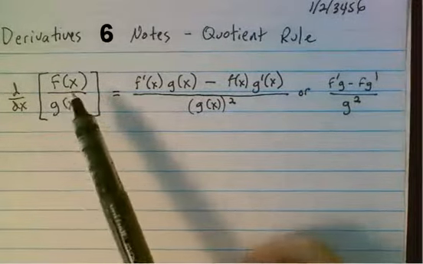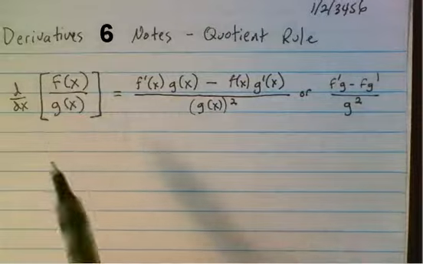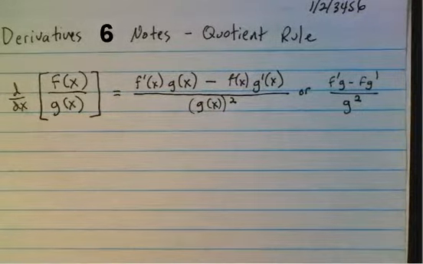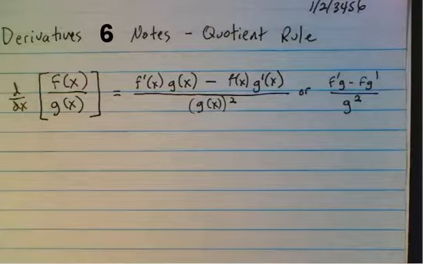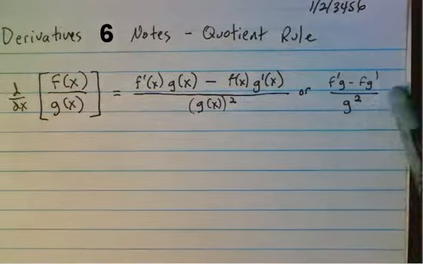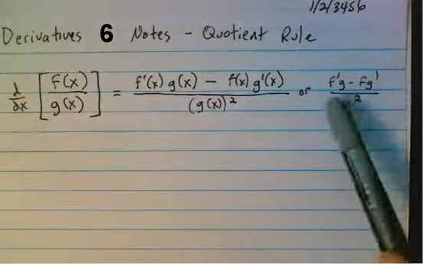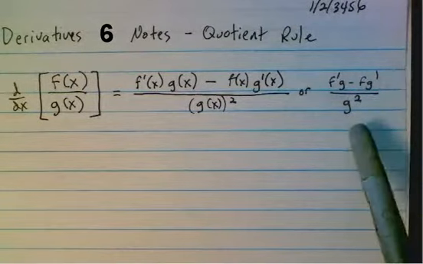This actually comes directly out of the product rule, but in order to show where that comes from, we have to use something that we haven't learned yet. So we'll come back to that in a couple of lessons. But for now, this is what you really need to remember. F prime g minus f g prime over g squared.